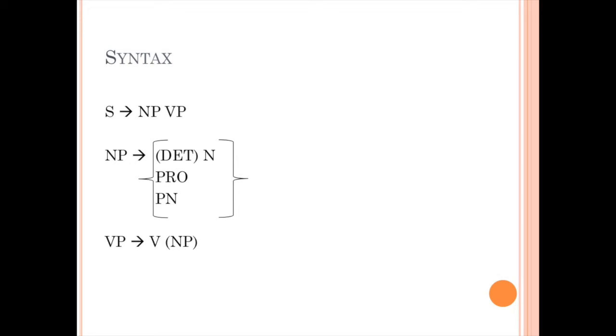To summarize the rules we have learned so far, a sentence consists of a noun phrase and a verb phrase. A noun phrase consists of either a noun, with or without a determiner, a pronoun, or a proper noun. A verb phrase consists of a verb or a verb and a noun phrase. We know that verb phrases can include other things though. For example, they can include adverbs.